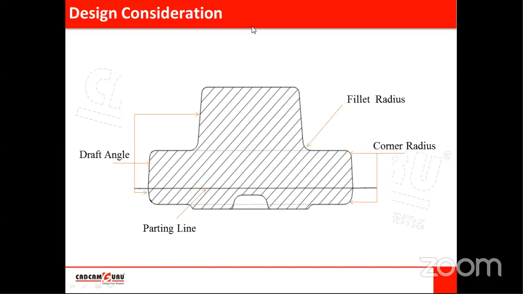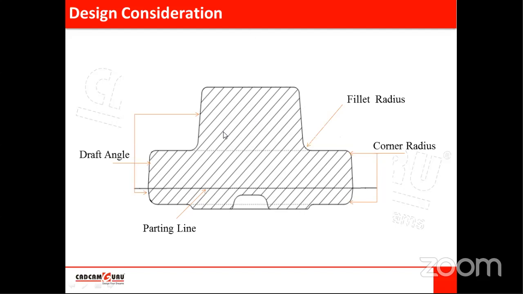The die will move in this direction. It is applying pressure in this direction, compressive force. So these are the faces which are parallel to this, and this is called the pulling direction. This is the proper technical word. So the component will be removed in this direction. Again, the die will get removed in this direction. So this is the pulling direction.